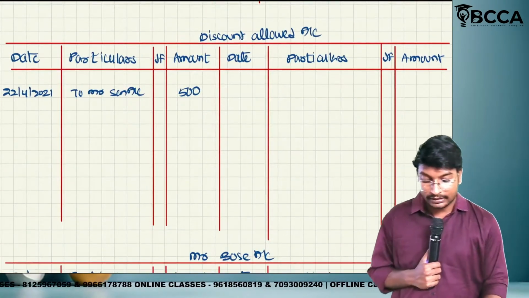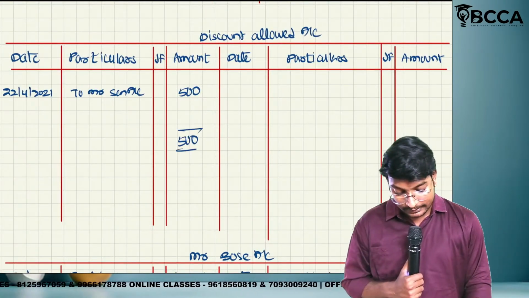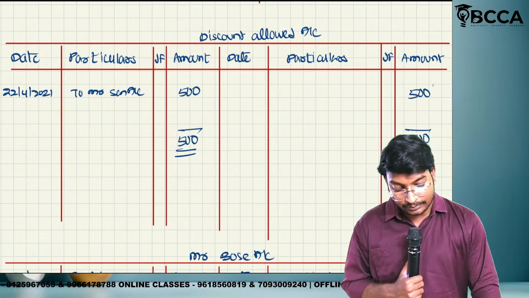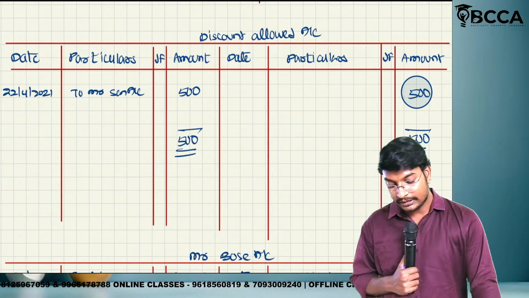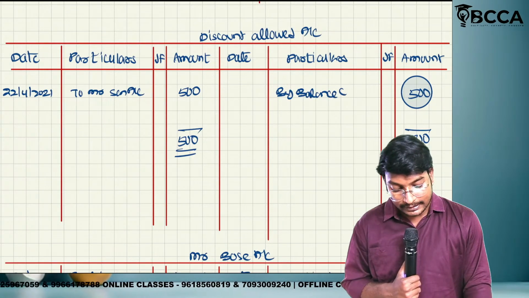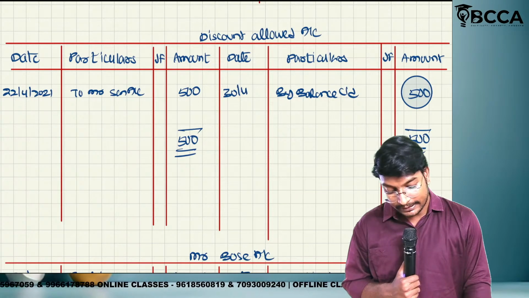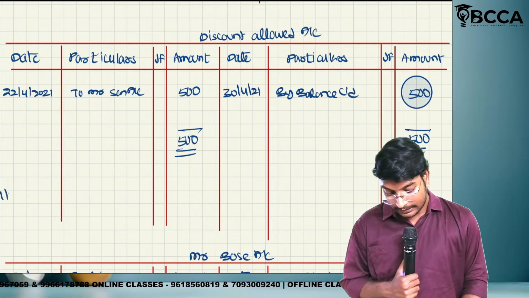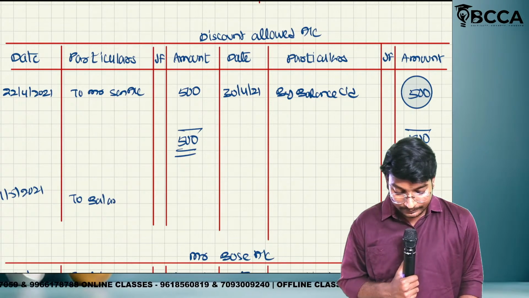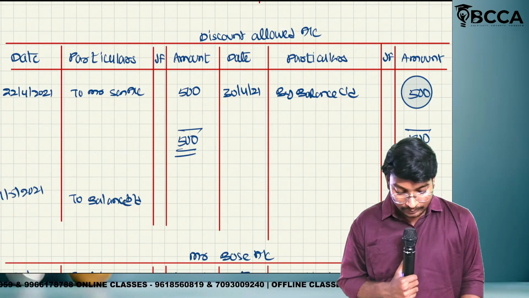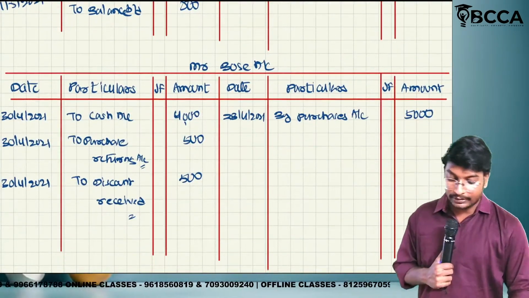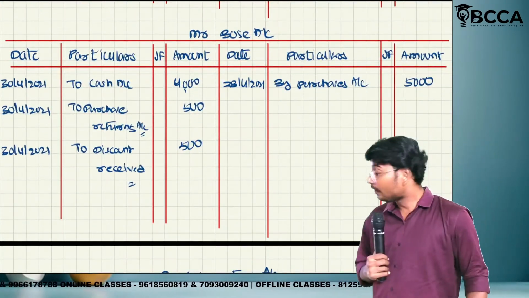Next, discount allowed is also simple, 500. And here also, how much? 500. What is the difference amount? 500. What is the meaning of this? Balancing figure, by balance carried on. What is the current month ending? 30th April 2021. Next month beginning, 1st May 2021, to balance brought down. How much? 500. Which balance? Debit, which should be recorded on the debit side of the trial balance.